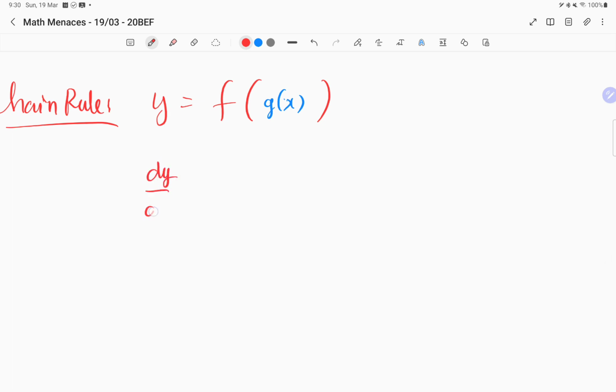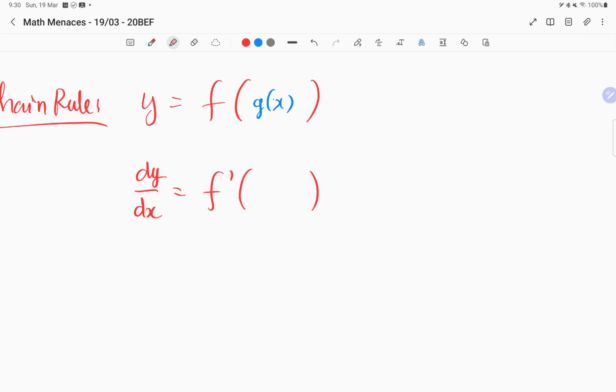dy over dx. So when you derive this, first, you derive the outer function. You see the f there, right? That's the outer function. So when you derive it, you get f dash of whatever is in the brackets. Make sense? So far, f becomes f dash. It's just the derivative. And then whatever is inside that function stays exactly the same, so it's still f dash of g(x). But then you need to derive the inner function, and then you multiply it into the main function. So that is multiplied by g dash of x.